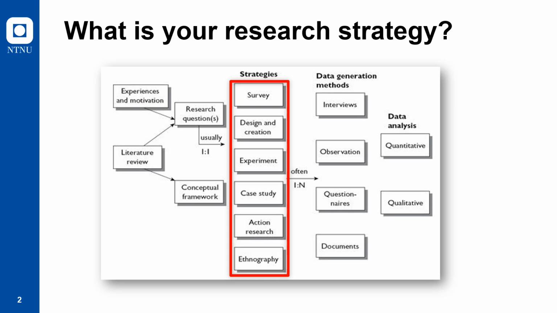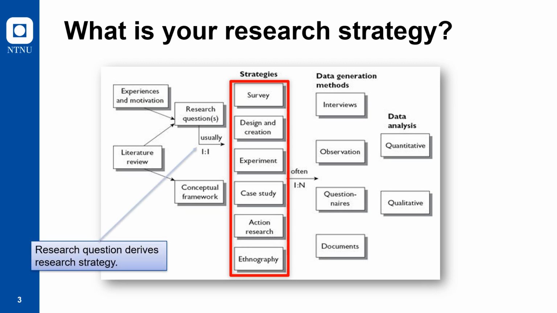First, a quick recap from part 1. This video is about research strategies as shown in this figure from our textbook, Oates et al. Important to remember is that it is the research question that derives the strategy, because the strategy is there to answer the research question. This is exactly why in the first part we focused on analyzing and fine-tuning a research question before choosing a research strategy.